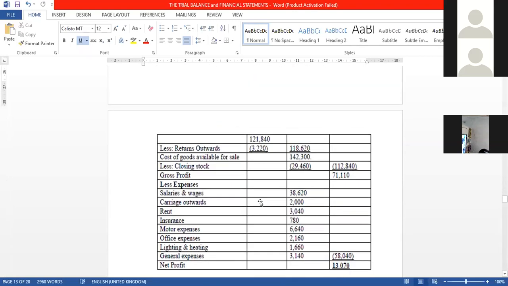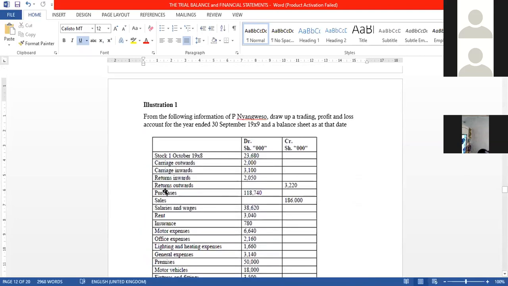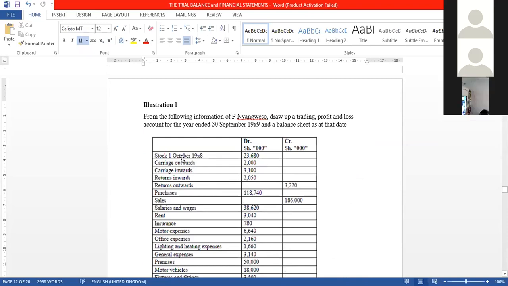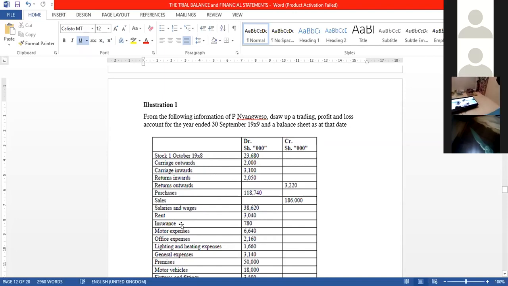3,040. We also have carriage outwards. This is the amount of money that we incur to transport goods to our customers. We are calling it carriage outwards. It forms a part of our expenses because we pay for it, right? And therefore so far we have salaries and wages, 38,620. We have rent, which is 3,040. We have carriage outwards, which is 2,000. The next item is insurance, which is 780.